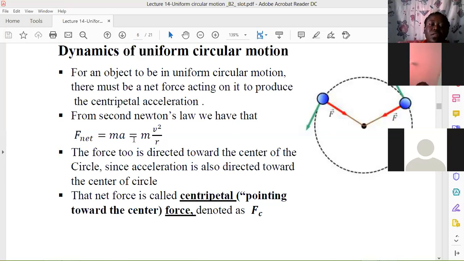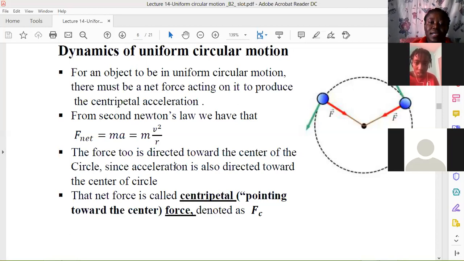Then Newton's second law states that in order for the object to accelerate, there is a net force associated with the object. Here we have discussed that when the object is moving in a circular motion, it moves with an acceleration which is pointing towards the center of the circle.